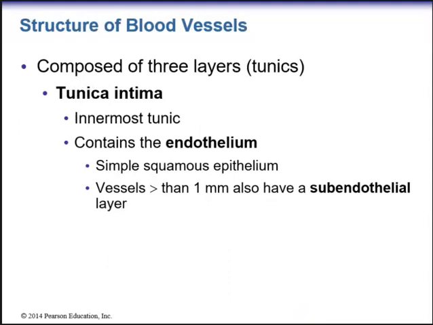General structure of blood vessels: it is composed of three layers, or tunics. The innermost layer is the tunica intima. The tunica intima is the innermost tunic, and contains endothelium, which is made up of a simple squamous epithelium. And usually vessels that are greater than 1 millimeter will also have a sub-endothelial layer. So sub meaning below, so this is a layer below the endothelium.